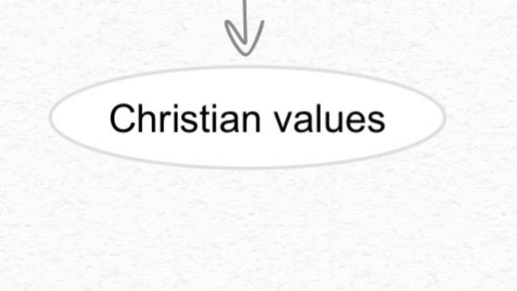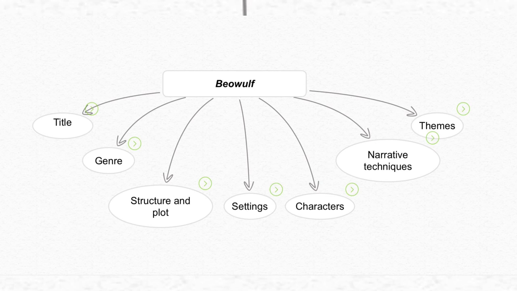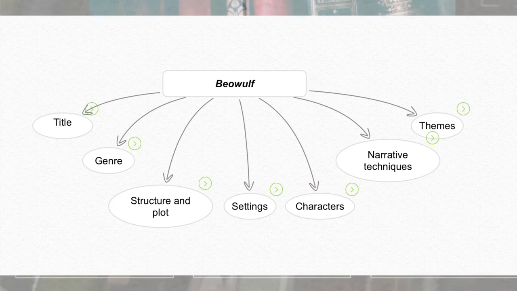We cannot avoid mentioning the Christian values among the themes. The poem makes numerous allusions to Christian values and characters, such as the idea of God as an almighty father or the concept of a Christian hell. Of course, these elements are not part of the original story. They were presumably added later by the unknown author, who was probably a Christian.